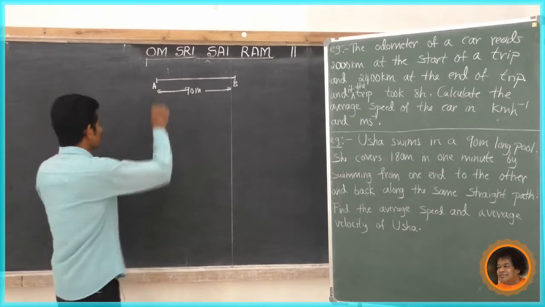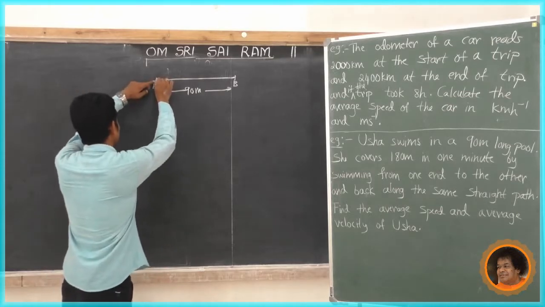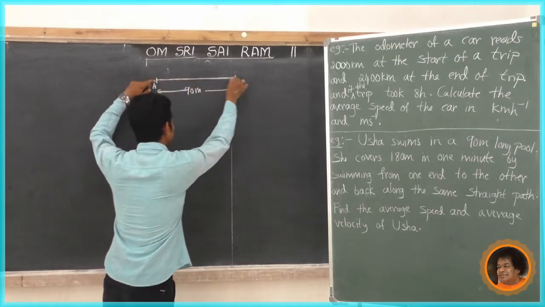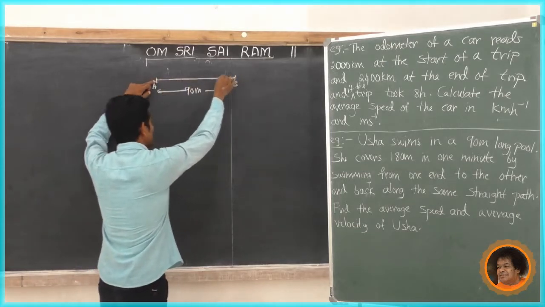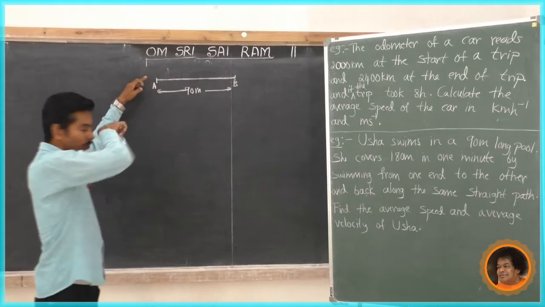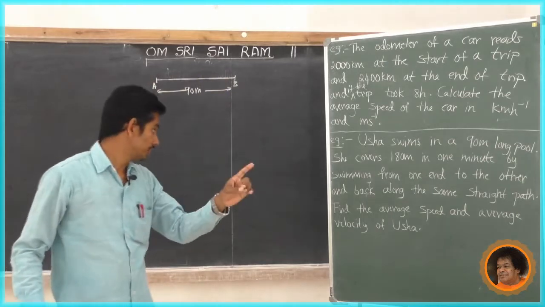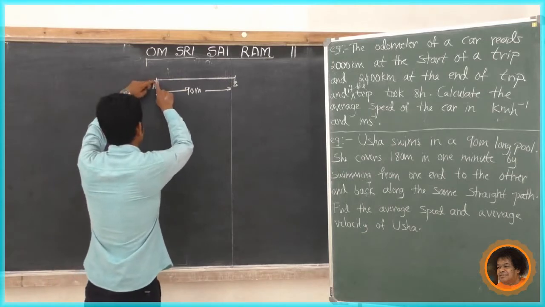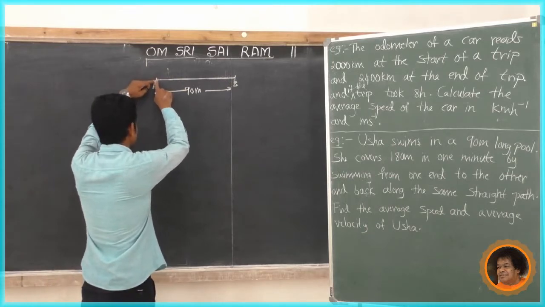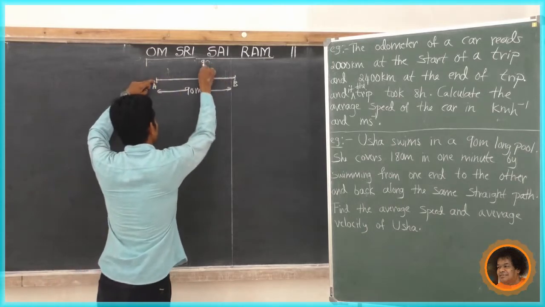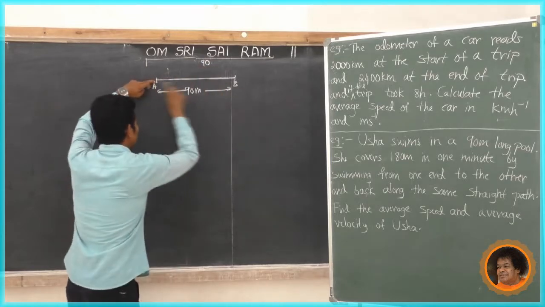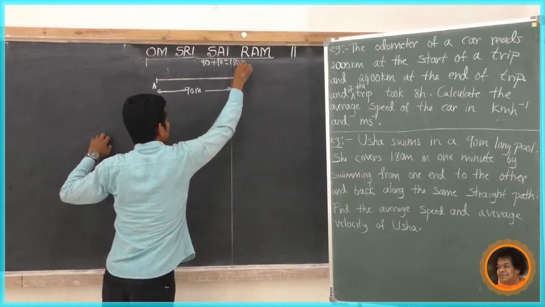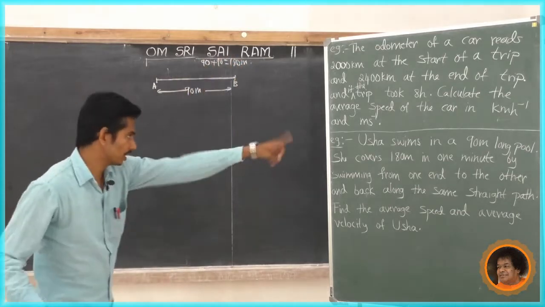So, Usha swims in a 90 meter long pool. She covers 180 meter in 1 minute. She starts swimming from point A and moves to B, then comes back in the same path to reach A. Why? Because she covers 180 meter. If she swims A to B, that means 90, then B to A means plus 90. So, it is totally 180 meter.